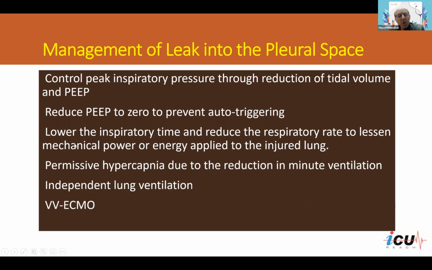You can also lower the inspiratory time. You don't want to put the air in. As I showed you, when I put inspiratory hold, you're going to lose that pressure. So you need to limit the inspiratory time and reduce the respiratory rate to lessen the mechanical power or energy applied to the injured lung and give it more time to heal. Of course, while you're doing this, you're going to accept permissive hypercapnia because of the reduction in minute ventilation.